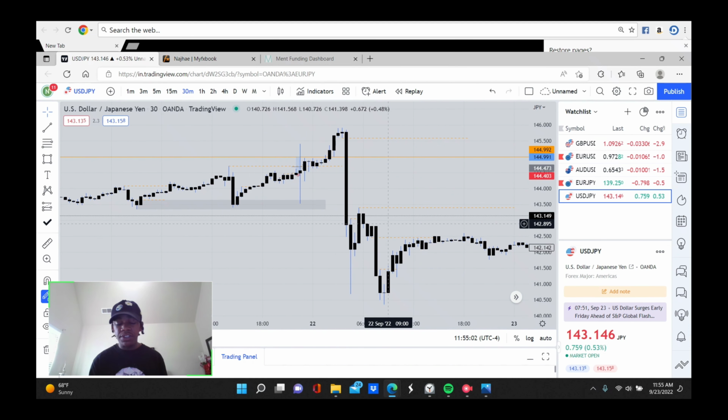So that's basically what imbalance is, and you're gonna use that in your trading, and it can really help you find better zones.